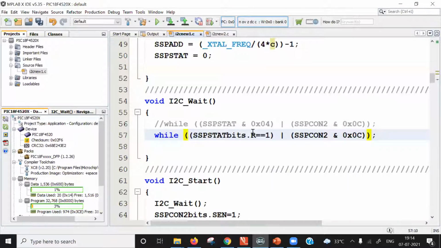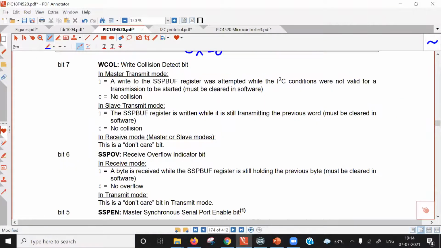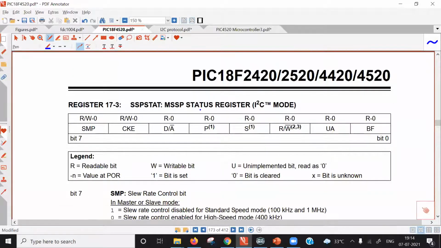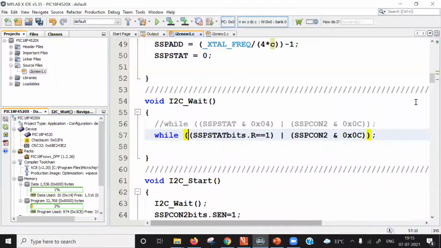So the SSP status register has the R bit. Let us go to the bit format of the SSP status register. In this SSP status register, I am checking this R/W bar bit. This bit you can access by the field name R or W. So in the program, whether I put here R or W, it is the same thing. The meaning is the same. W must be capital. So it can be R bit or W bit.